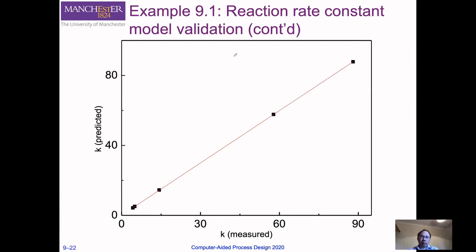Then we can use the parity plot to show the reaction rate constant measured from the validation data and the reaction rate constant predicted from the model. And then you can see all data points are on the diagonal. That means all data points are on the line y is equal to x. And then we can conclude the model predicts very well on the model validation data.